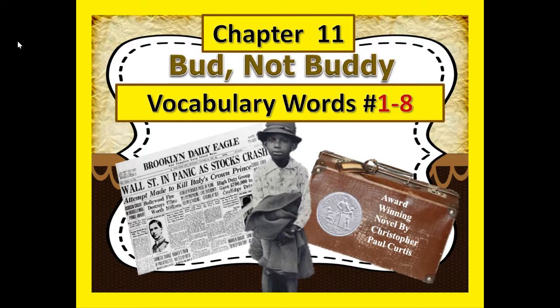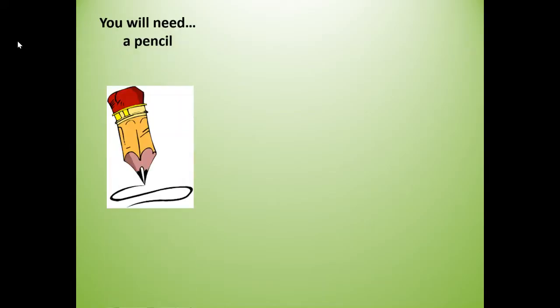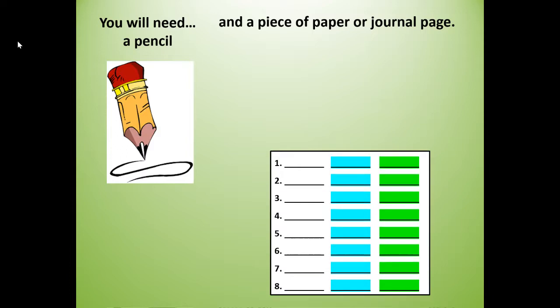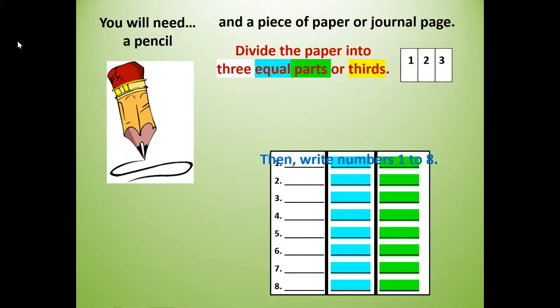Today, we're going to look at Chapter 11 of Bud, Not Buddy and its vocabulary words 1 to 8. For this lesson, you will need a pencil and a piece of paper or a journal, and you're going to divide the paper into 3 equal parts, or thirds, and then you're going to write numbers 1 to 8. If you don't have your paper and pencil, push pause, get your materials, and then when you're ready to join me, push play.